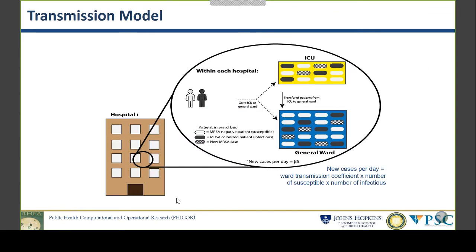So we have, for instance, a hospital in the system. Hospitals are made up of wards, and each of the wards have a number of different beds in them. So we get data from hospital systems about how many beds are in each ward and each facility. And then we basically move the agents through those.